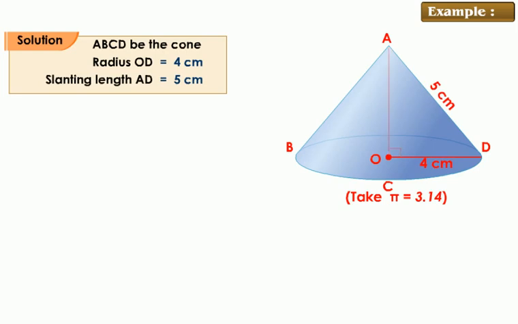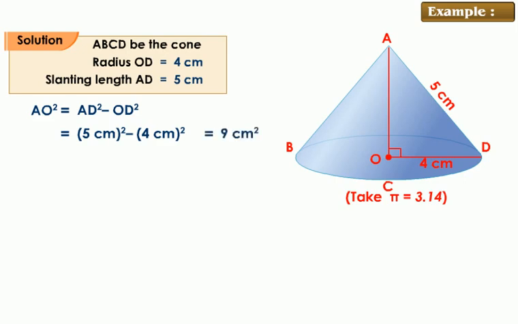Let AO, perpendicular to OD, be the height of the cone. Now, by Pythagoras' theorem, AO² equals AD² minus OD². Now, let us substitute the values and we may write (5 cm)² minus (4 cm)² gives us 9 cm². Therefore, height AO equals the square root of 9 cm², that is equal to 3 cm.